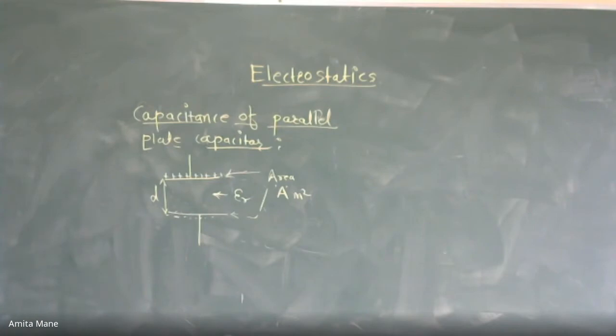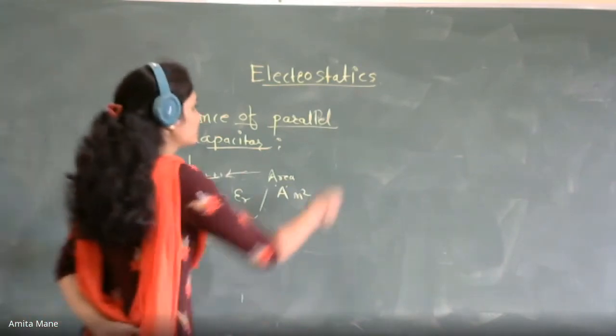Okay, so first you have to explain like this. Consider the parallel plate capacitor with two plates. One is positively charged, another is negatively charged. Distance between the two plates is d meters, and area of each plate is A square meters. The relative permittivity of the dielectric material between the two plates is epsilon r. Any doubt in this diagram?